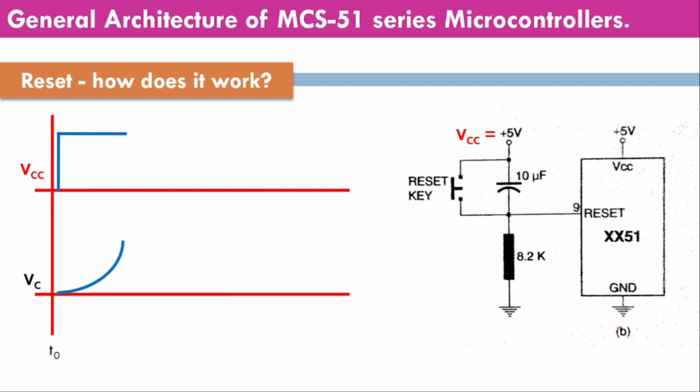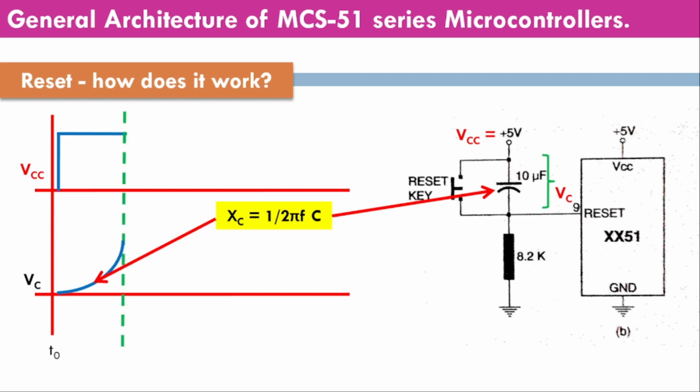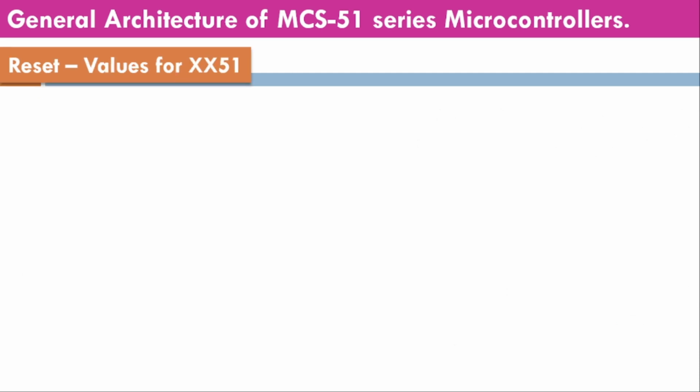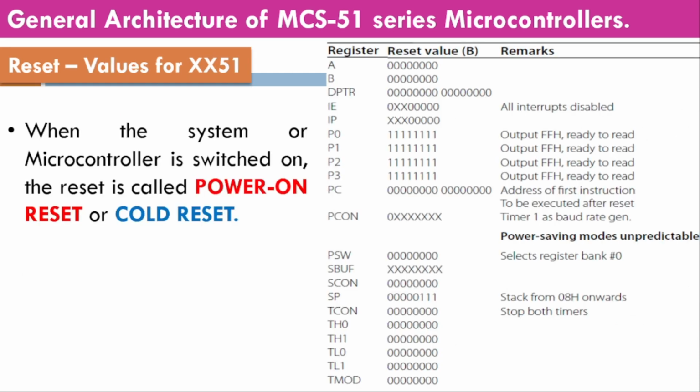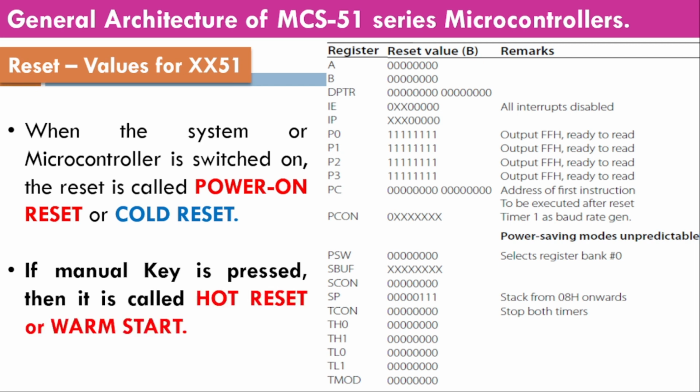This charging process extends for a duration spanning at least 24 clock periods. Hence, the capacitor and resistor values are carefully selected to ensure that the charging period exceeds the 24 clock periods. When the system or microcontroller is switched on, the reset is called power-on reset or cold reset. If a manual key is pressed, then it is called hot reset or warm start. The register values are compiled into a table following the operation of the power-on reset circuit.